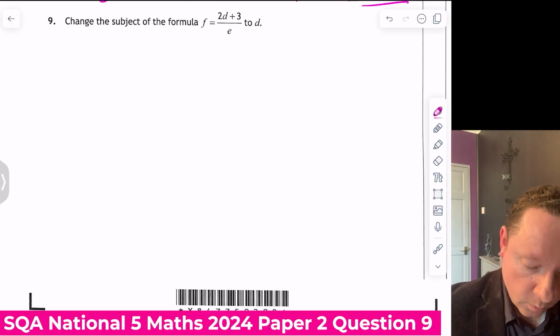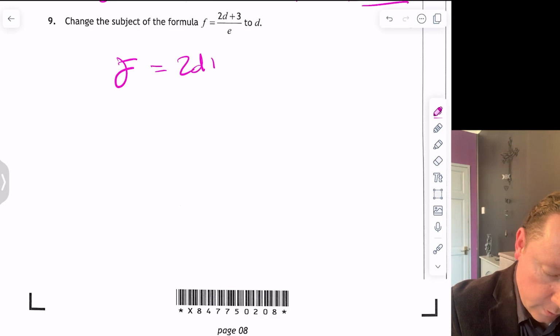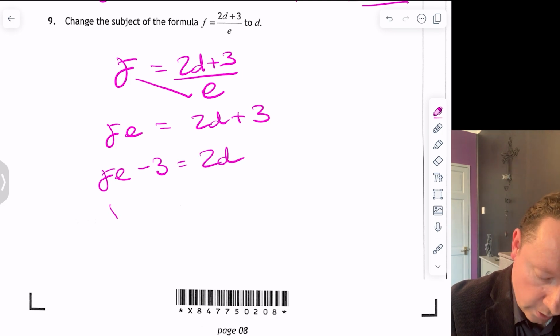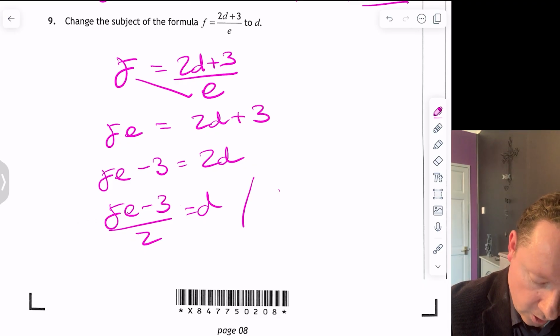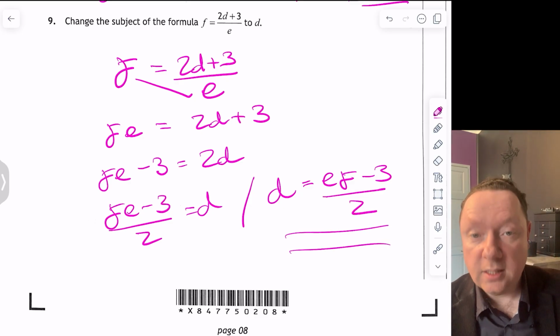Change the subject of the formula to D. So I've got F, 2D plus 3 over E. So let's just times them together. FE, or EF, is 2D plus 3. Take away 3. FE minus 3 equals 2D. So divide by 2. FE minus 3 over 2 equals D. Or just to tidy that up, D equals FE or EF minus 3 over 2. EF or FE, usually alphabetical order is nicer, but it doesn't really matter actually.